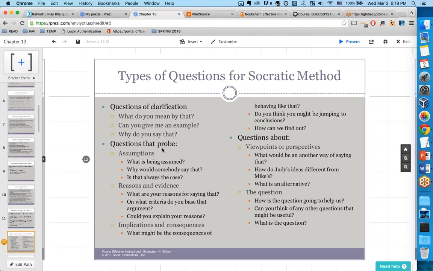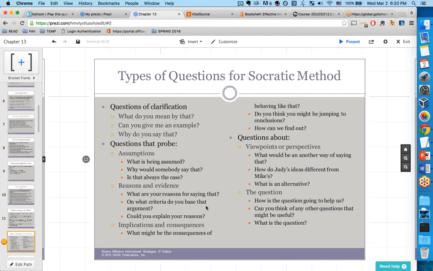And there are questions that probe the ones that fall under assumptions. For example, you can ask a question such as: what is being assumed here? Why would somebody say that? Is that always the case? So these are great discussion starters with your students, and depending on the responses they give, you continue asking several different questions.